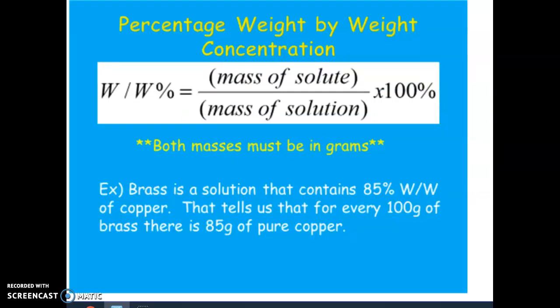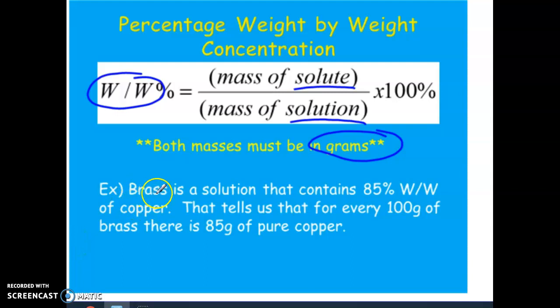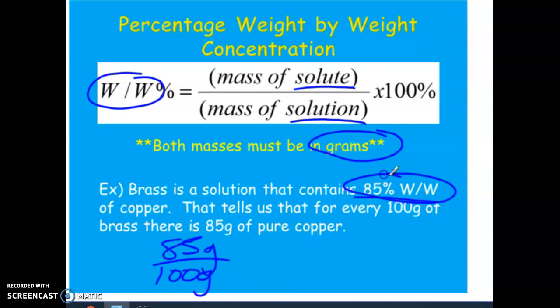All right, so percentage weight by weight. If you notice, all of these are kind of the same thing, right? As we're going through the percentages, it's solute over solution. It just depends on the unit. So if we're dealing with weight and weight, that means it's mass and mass. Both of them must be in units of grams. So an example here, brass, right? Brass is a metal mixture. Brass is a solution that contains 85% weight by weight of copper. So what does that mean for us? It tells us that for every 100 grams of brass, there's 85 grams of copper, right? That translates into 85%.